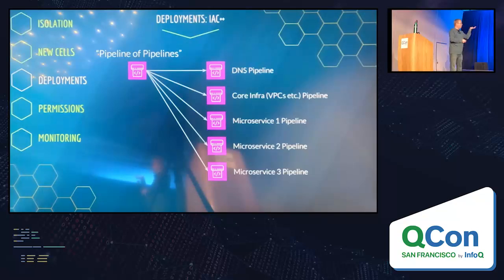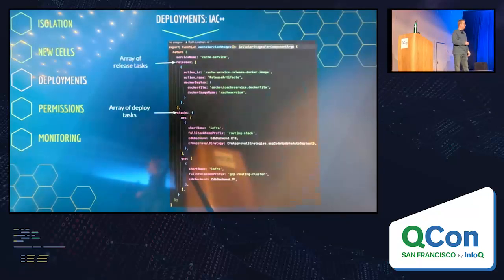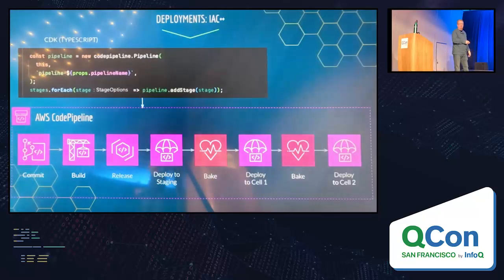So we actually have this one repo that we call pipeline of pipelines. And its whole job is to build a deployment pipeline for each of the other components in our service. So when it runs, it creates a pipeline that deploys our DNS stuff, one that deploys our core infrastructure, and then one for each microservice. And each one of those pipelines that it produces just looks exactly like this, except for the slight differences if it's a Kubernetes stack versus if it's a CloudFormation stack, et cetera.